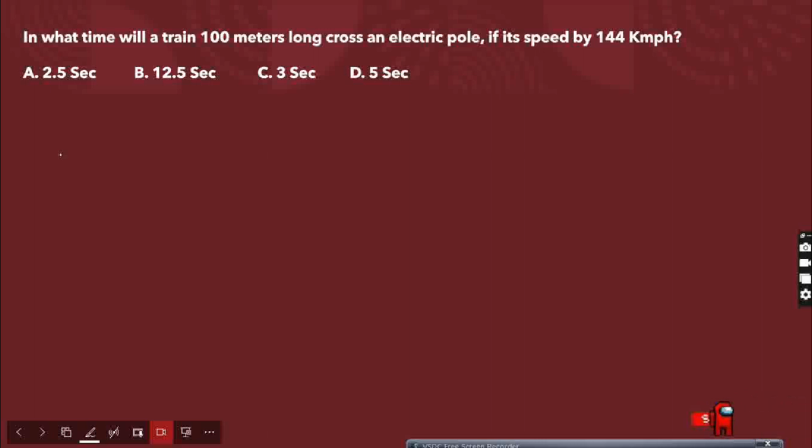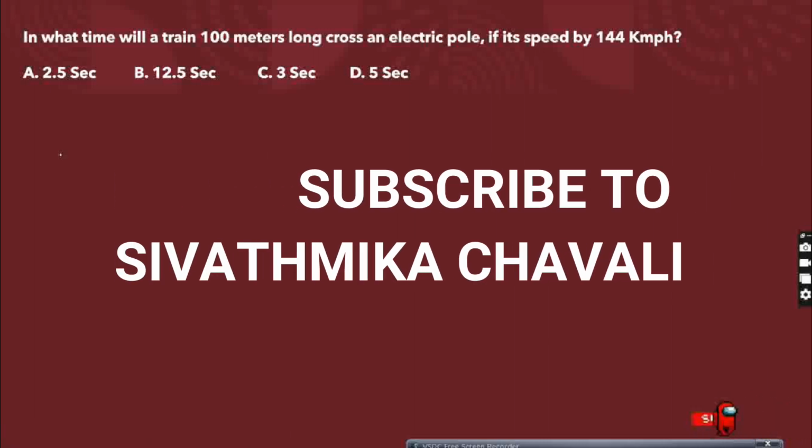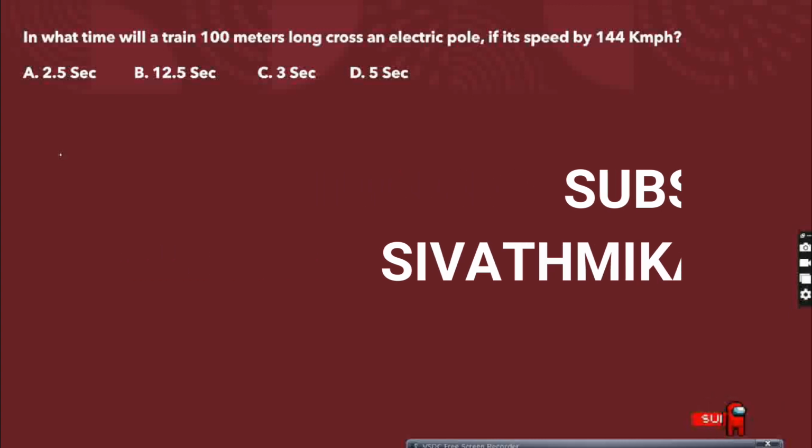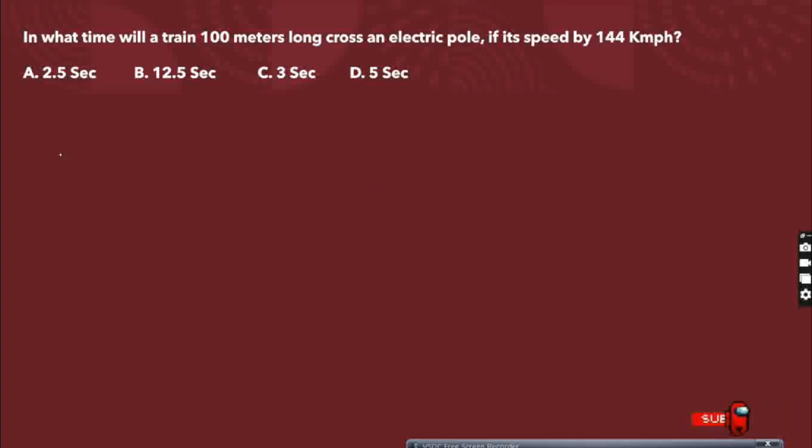Next question. In what time will a train 100 meters long cross an electric pole if its speed is 144 km per hour? Here you can see this is in meters and this is in kilometers per hour. So the units are different. At last we need to convert these into one unit. Either we convert kilometers into meters, or meters into kilometers. So the units should be equal.